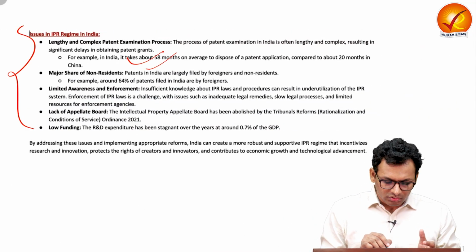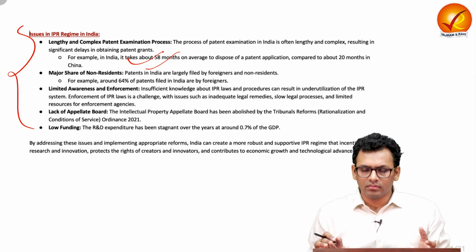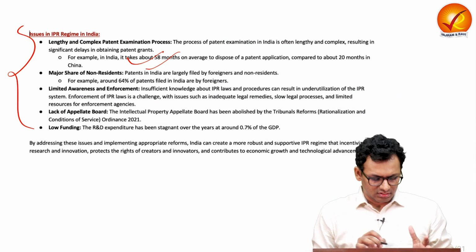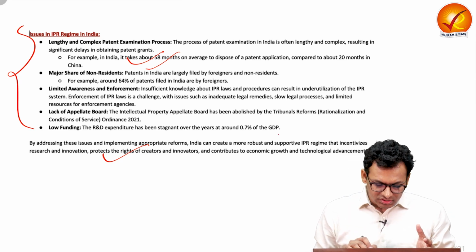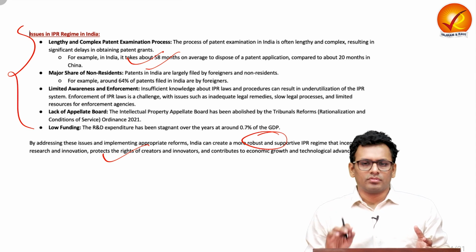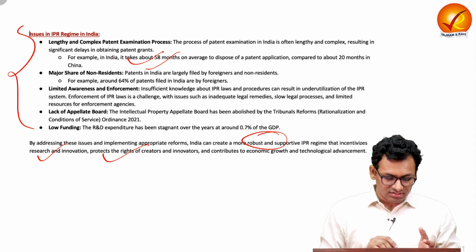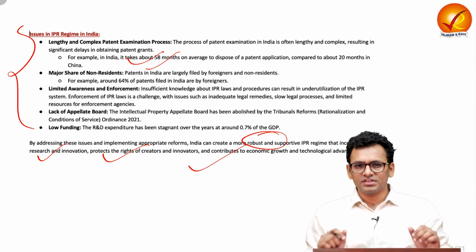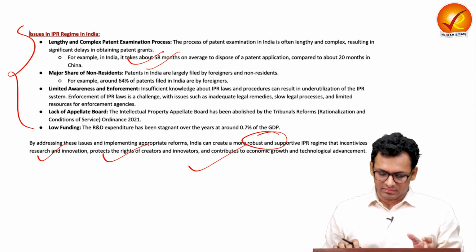Again over here, you can talk about different proof points to ensure whatever keywords and whatever arguments that you are presenting, they are backed by substantiation. And in the end, you can talk about the way ahead, how we must ensure to create a robust and supportive intellectual protection regime that incentivizes research and innovation and protects the rights of creators, etc. So this is something for question number 2. Now let us see question number 3, which is current affair based.